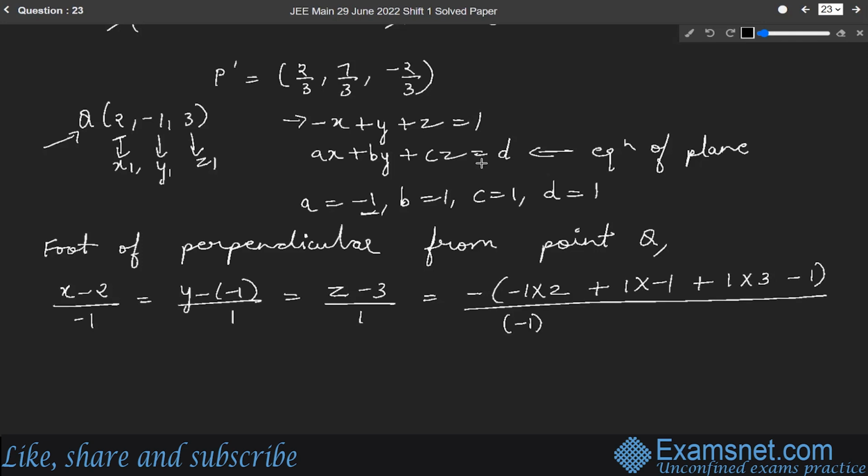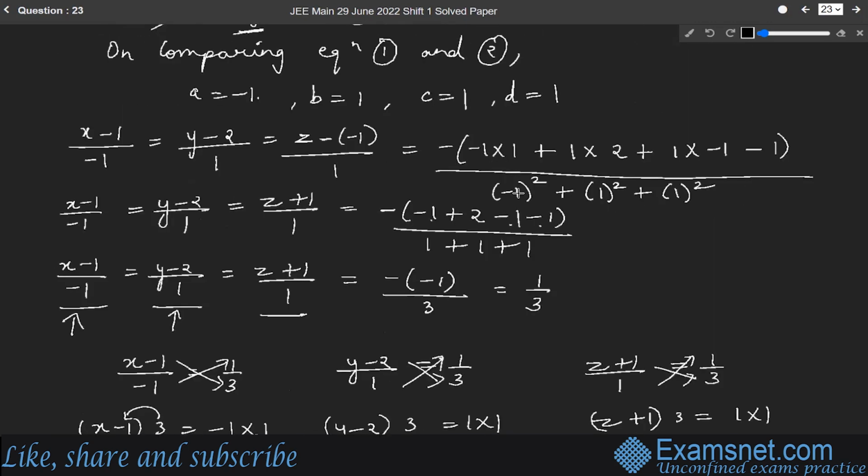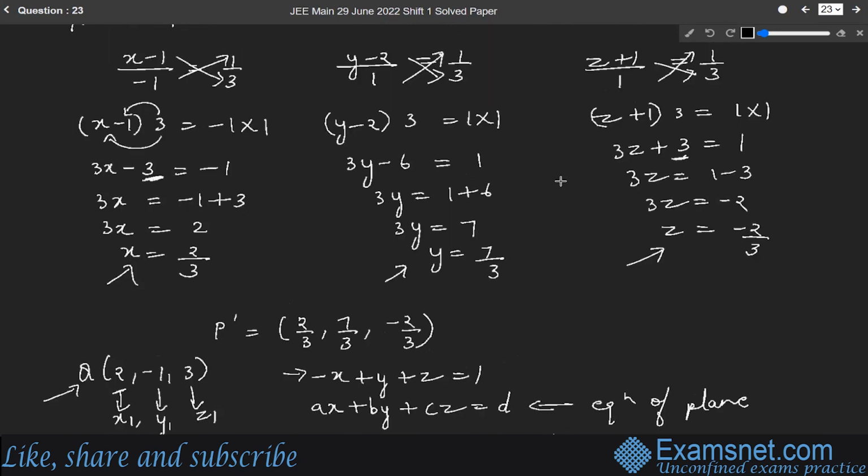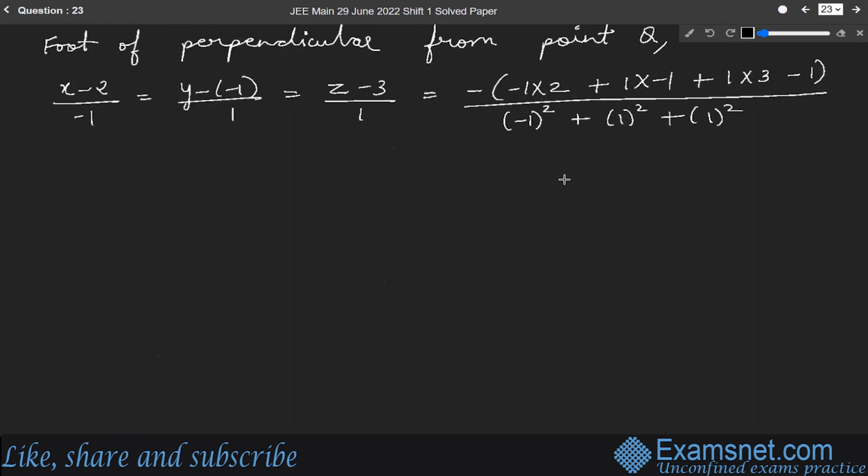Value of a is minus 1. So a square will be minus 1 square, then b square, and then c square. The value of b is 1 and the value of c is also 1. We have simply substituted the values here in the given formula for point Q. This is the basic formula. Now we have to simplify this value.